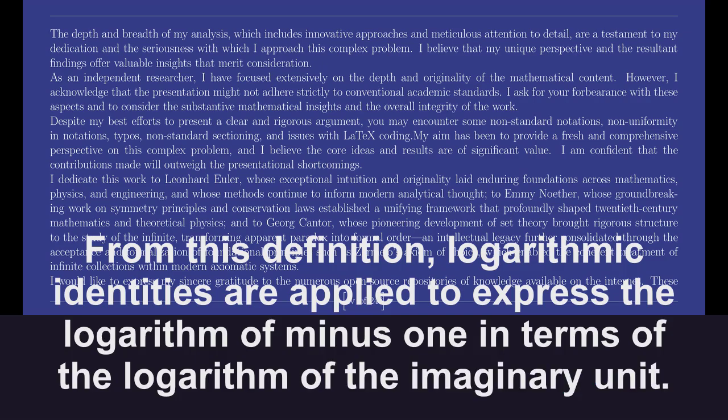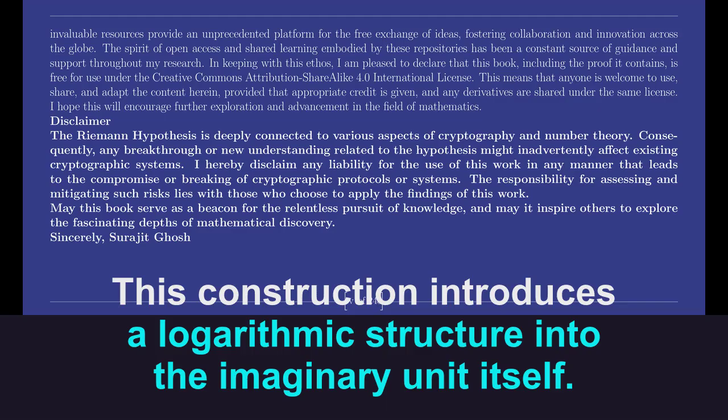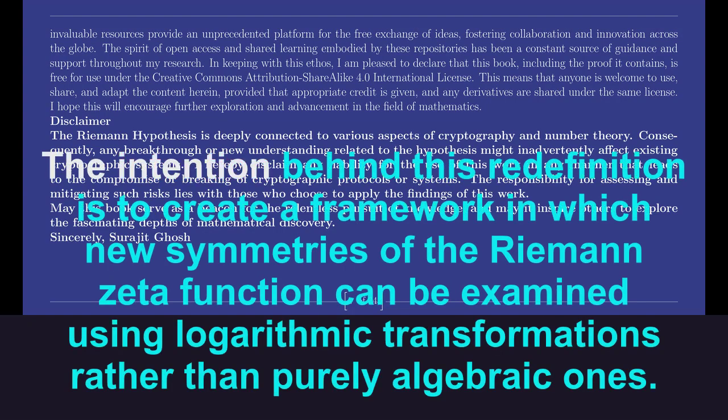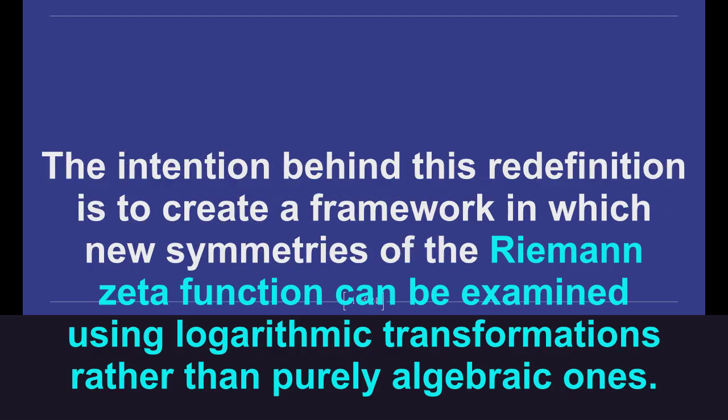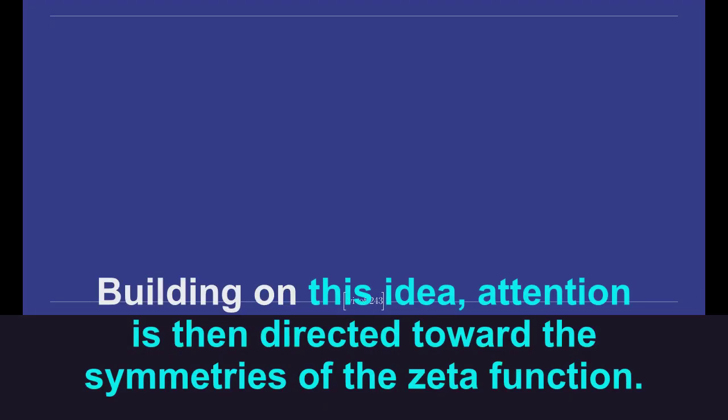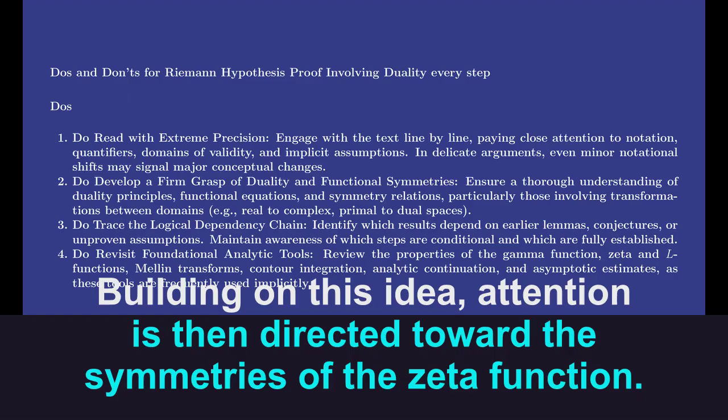Building on this idea, attention is then directed toward the symmetries of the zeta function. Classical theory recognizes reflection symmetry around the line where the real part of the complex variable equals 1/2. In this approach, additional symmetries are sought by applying logarithmic transformations. These transformations are used as tools to reveal structural behaviors of the zeta function that may not be apparent through traditional formulations. The discussion then turns to the pi function.